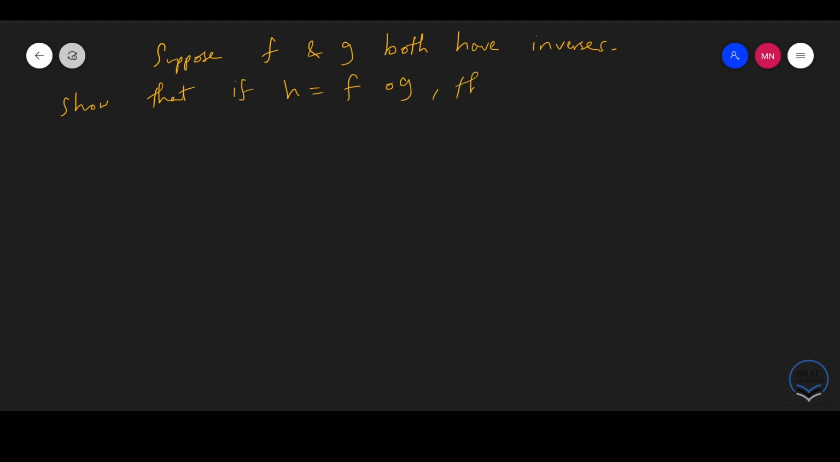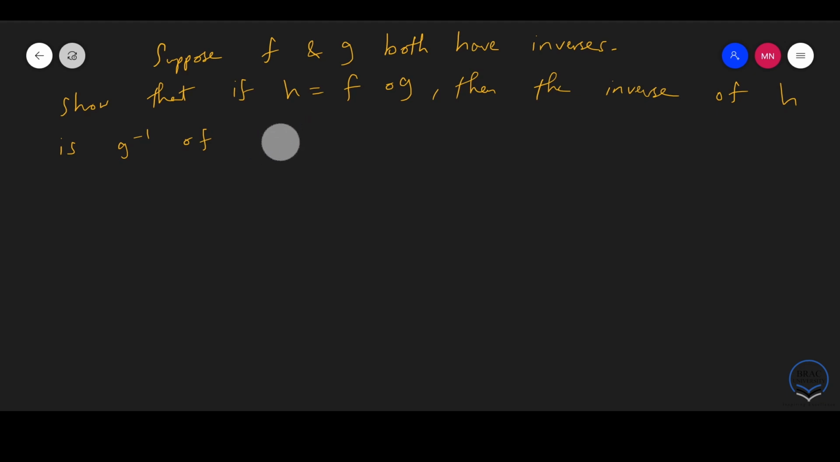Okay, so now suppose that we have two functions, f and g, which both have inverse functions. Now we have to show that if we have a function h which is equal to f of g, then the inverse of the function h is just g inverse of f inverse.